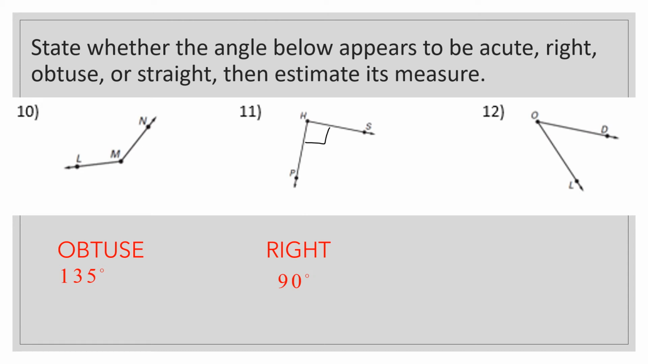And then number 12, this one is a small angle. It's got a smaller mouth or a smaller width right here. So it's an acute angle, and a 90-degree angle is probably like this. So I would say maybe it's 45 degrees because this guy is in the middle.